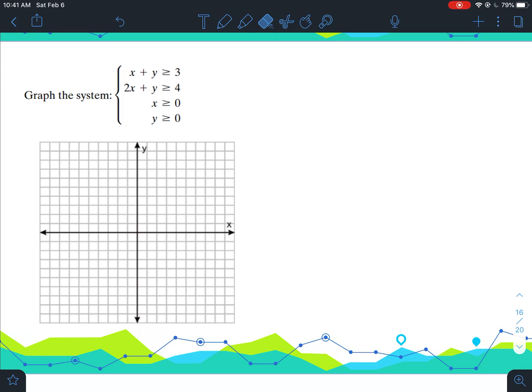All right, what if we have a whole big thing like x plus y is greater than or equal to 3, 2x plus y is greater than or equal to 4, x is greater than or equal to 0, y is greater than or equal to 0. So the solution is going to be where all 4 shadings overlap. So if I solve the first one, y is greater than or equal to negative x plus 3. So, and then down 1 over 1, it's going to be a solid line. We're going to shade above that line.